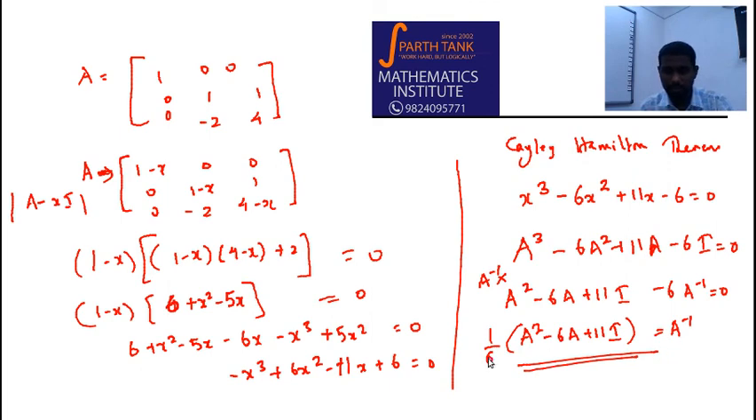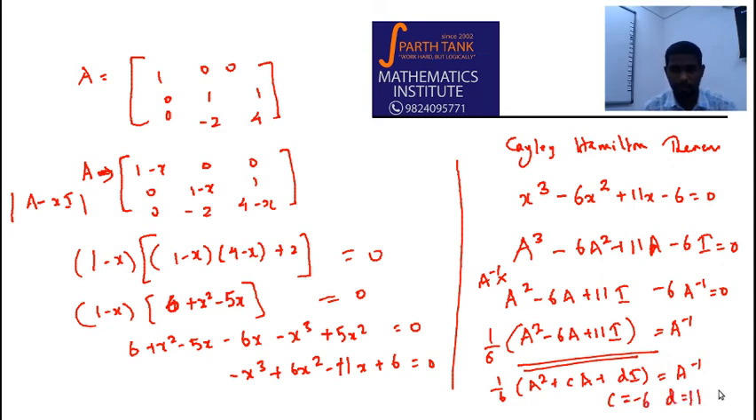A inverse is 1 by 6. Our equation was 1 by 6 A squared plus cA plus dI. This also gives you c is minus 6 and d is 11. C plus d would be 5. This is another way of doing it.